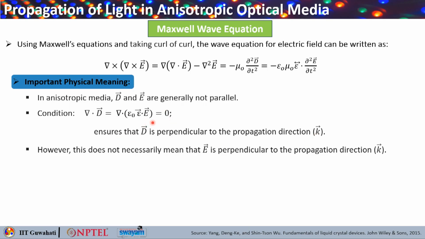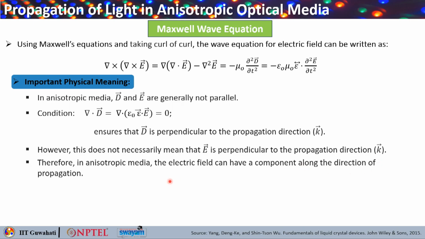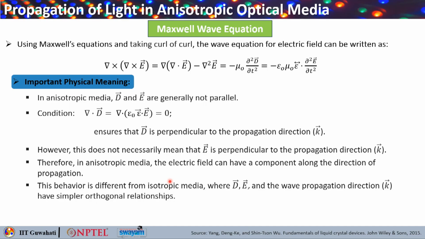But this does not guarantee that E is also perpendicular to the propagation direction, that is k. So therefore, in an anisotropic medium, you can basically have some electric field along the direction of propagation. So this behavior is very different from what you have seen in the case of isotropic medium, where D and E, okay, both have orthogonal relationship with the wave propagation direction k.